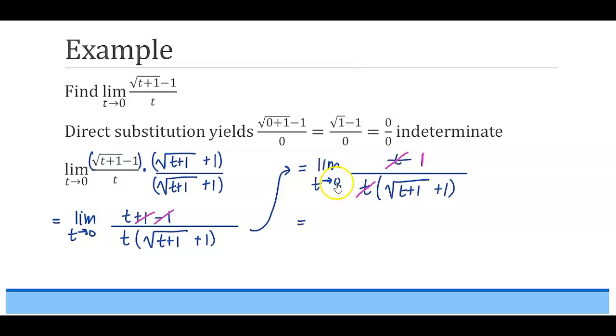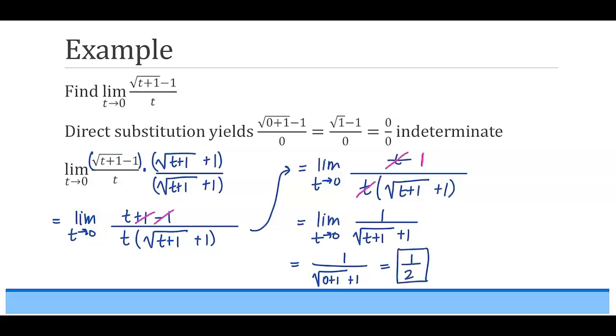So after I've canceled those, now if I try to apply direct substitution, because we have the limit as t approaches 0 of 1 over, and then this binomial on the bottom, I have the square root of the quantity t plus 1 plus 1. If I substitute in 0, now I can stop writing limit. So I have 1 over the square root of 0 plus 1, and still in the denominator, a plus 1. So I have 1 over 2. So my final answer is 1/2.